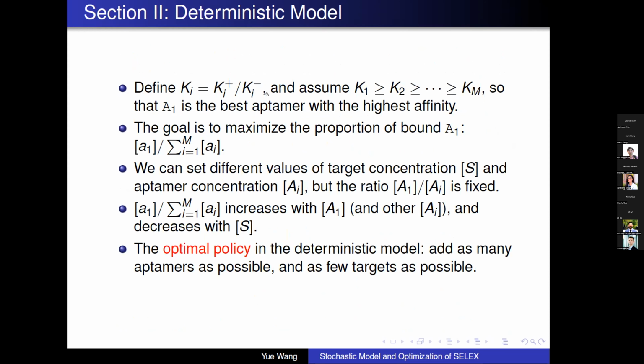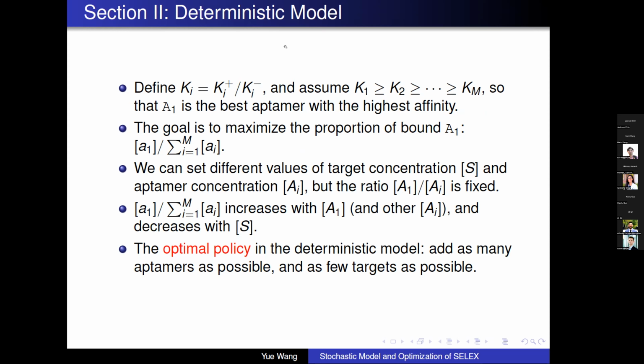Now we define K to be K plus over K minus, and we assume K_1 is the largest. So this means A_1 is the best aptamer. And the goal here is to maximize the proportion of bound A_1, which is small a_1 over the sum of small a_i. And what we can control is big S and big A_i, but we cannot change the ratio of A_1 over A_i.